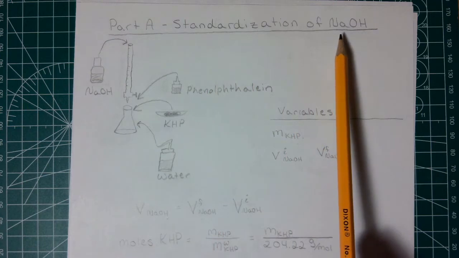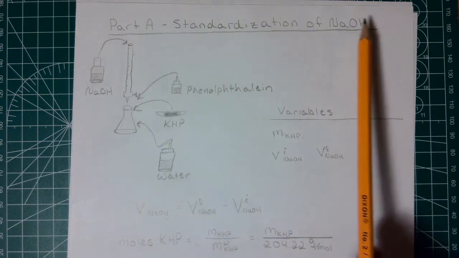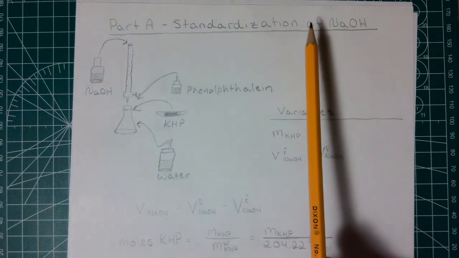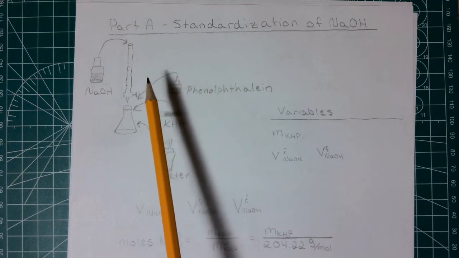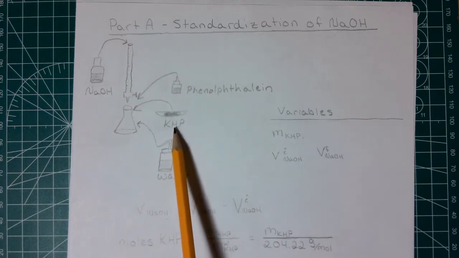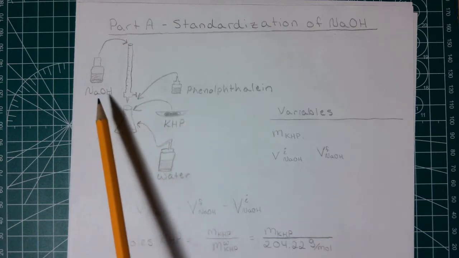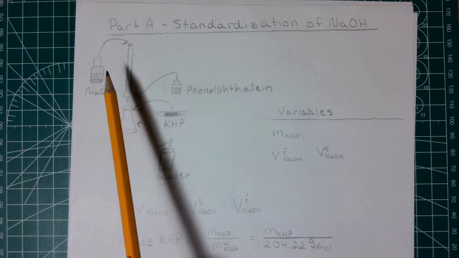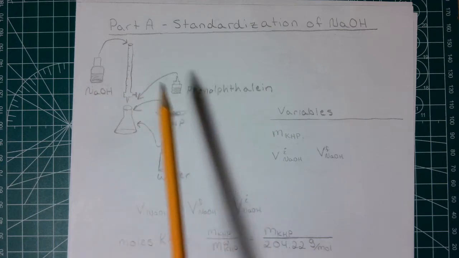So for part A, what we're going to be doing is standardizing our sodium hydroxide. We do this because sodium hydroxide is not a primary standard, so we can't trust that we can just weigh out a certain amount of sodium hydroxide, dissolve it in a certain amount of water, and really know the concentration. We have to have a primary standard like our KHP to titrate against in order to accurately determine our sodium hydroxide concentration.